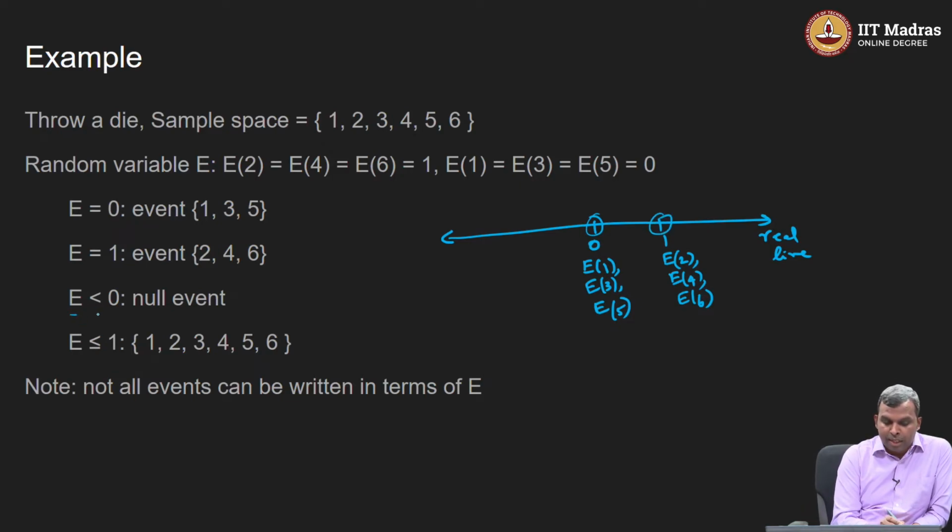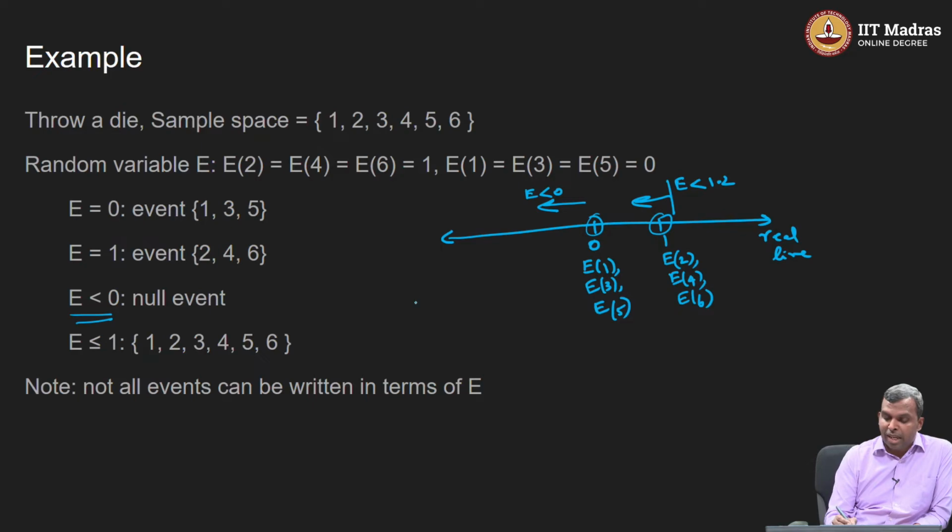Now notice this event, E less than 0. If you say E is strictly less than 0, equal to 0 is not there, it's less than 0. So that's the null event. Nothing is there. On the other hand, if you look at, say, E less than 1.2, I have everything captured, right? So everything is possible. Whatever happens, E would be less than 1.2.